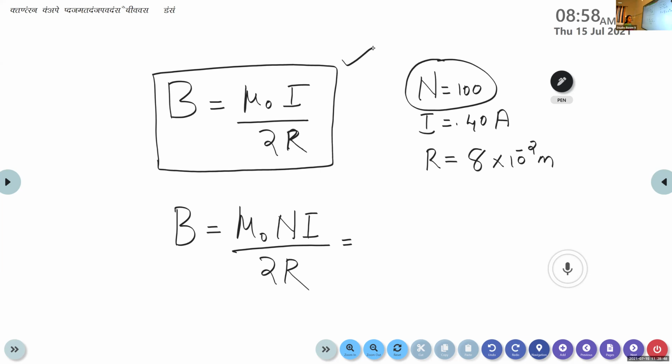So B is equal to mu 0 Ni divided by 2r. What is the value of mu 0? Mu 0 is 4 pi into 10 raised to minus 7. And all the other values are provided here. You can substitute directly into the equation.